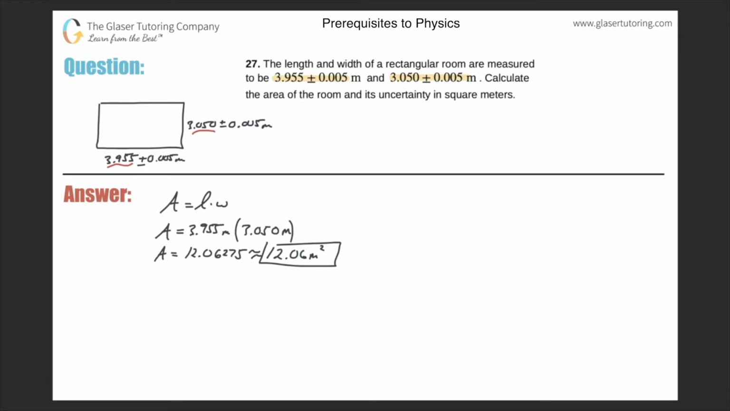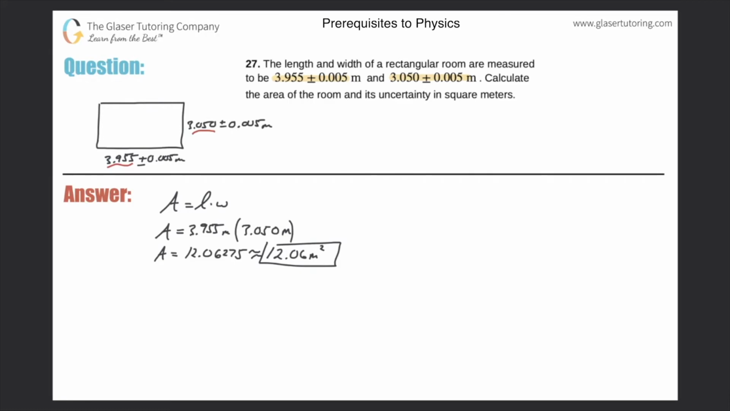Now I have to figure out its uncertainty. But remember, they didn't ask for percent uncertainty, so they actually want to know the actual measured uncertainty. But the only way to do this is through the percent uncertainty. So whenever you have to find the total uncertainty between a couple of measurements, it could be a few, 2, 3, 4, 5, whatever, you have to think through percent uncertainty.